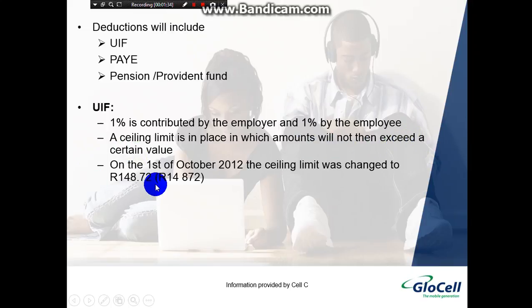In this case, that certain value is 148.72. So, for example, if a customer earns 14,872, they will pay 148.72. If you earn anything beyond this number, if you earn 15,000, you will still pay 148.72. You earn 30,000, you will still pay 148.72. However, if you are earning less than this number, for example 10,000, you will only contribute 100 rand. If you are earning 5,000, you will only contribute 50 rand.